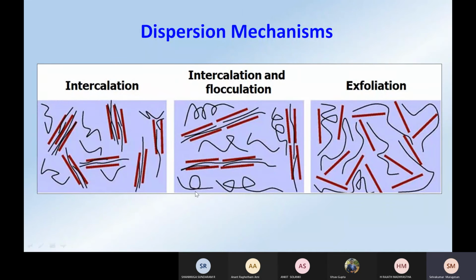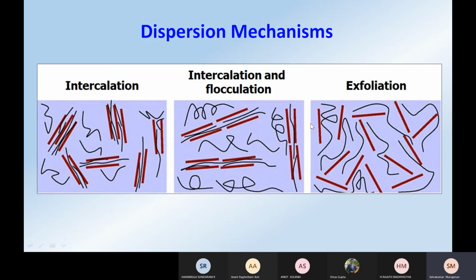So if you see the nanocomposite dispersion mechanism, we have three different kinds of dispersion. One is intercalation. That means you have clay layers, and then you are introducing some matrix, maybe of metal or polymers. The moment you introduce the matrix, what will happen? They will try to get into the space between the two layers. As a result, this space will start to increase. That is called intercalation.